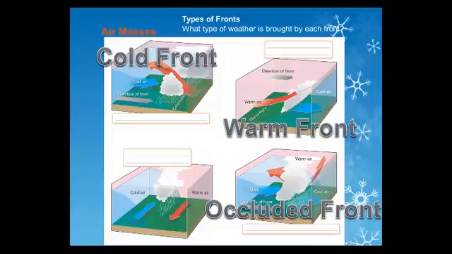What type of front occurs where 2 air masses move horizontally to one another and the front line does not move? A stationary front, all right?